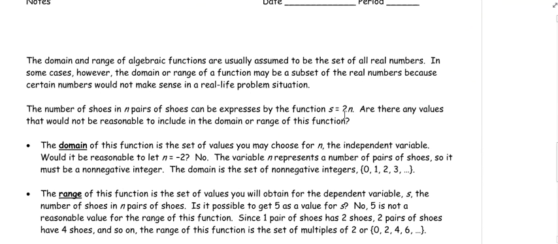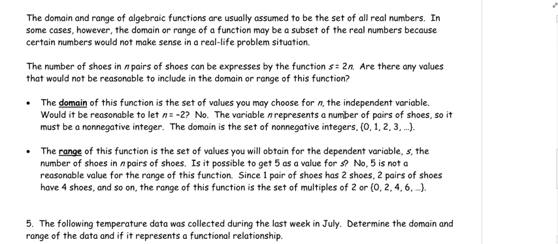So the domain and range of algebraic functions are usually assumed to be the set of all real numbers. In some cases, however, the domain or range of a function may be a subset of the real numbers, because certain numbers would not make sense in a real-life problem situation. The number of shoes in n pairs of shoes can be expressed by the function s equals 2n. Are there any values that would not be reasonable to include in the domain or range of this function? Yes, negative number of shoes and pairs of shoes.